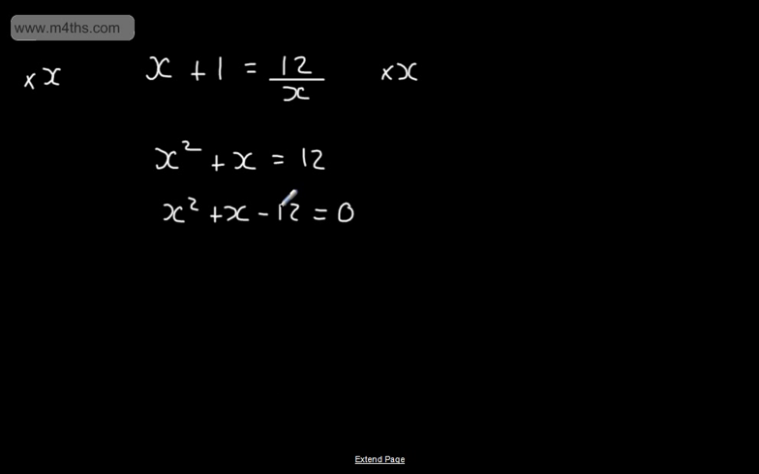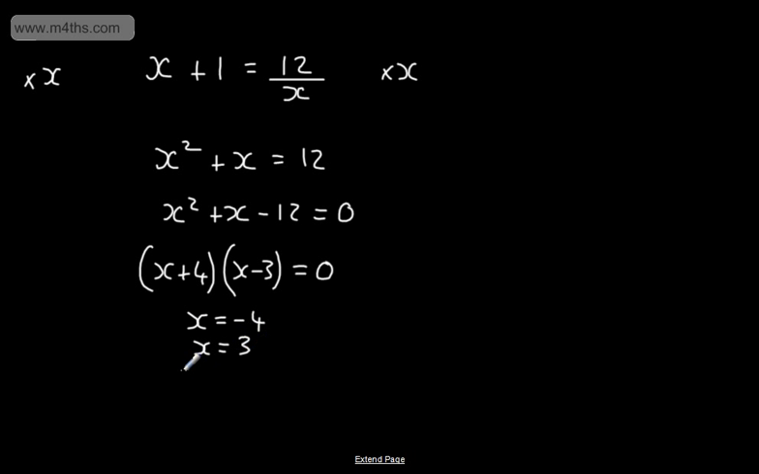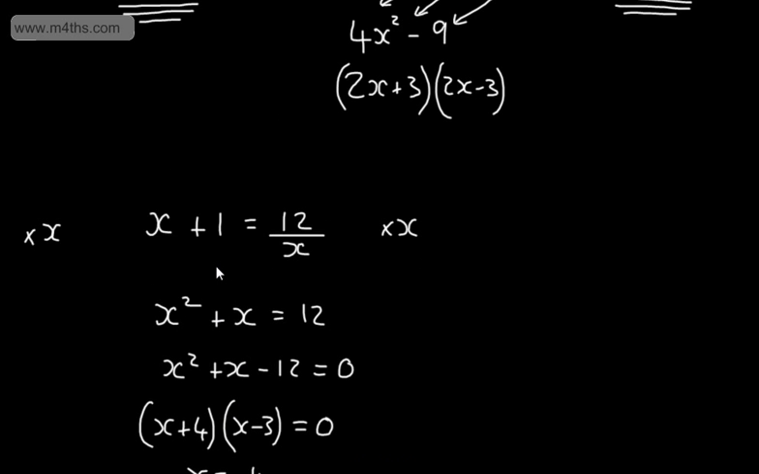Two numbers that multiply to give negative 12 and add to give 1. This is going to give me x plus 4, and then we'll have x minus 3 is equal to 0. So x would be equal to negative 4, or x would be equal to 3. So that's what we often call an equation that has a hidden quadratic that it will reduce to.